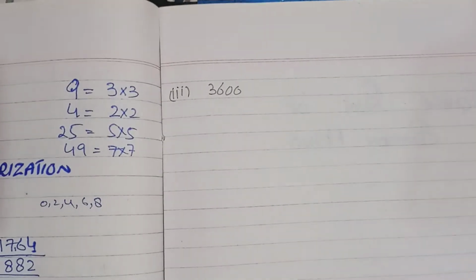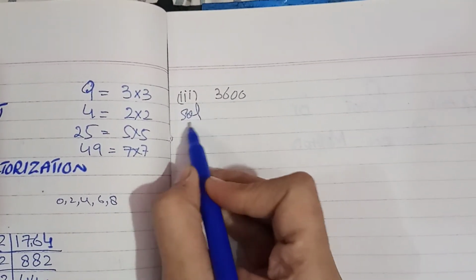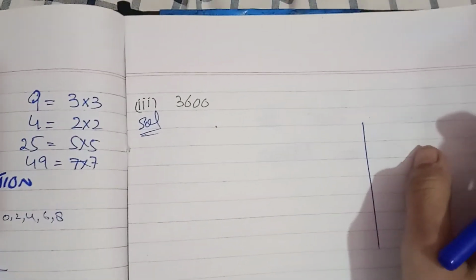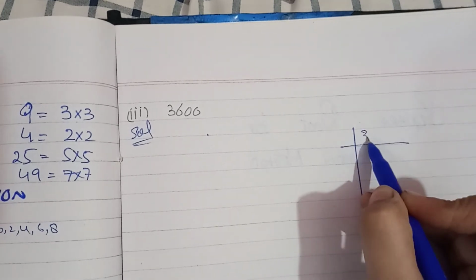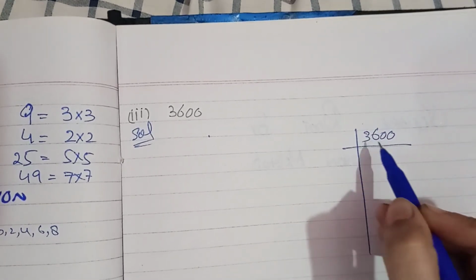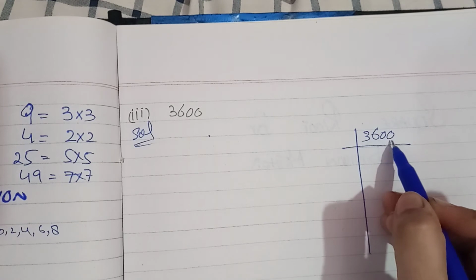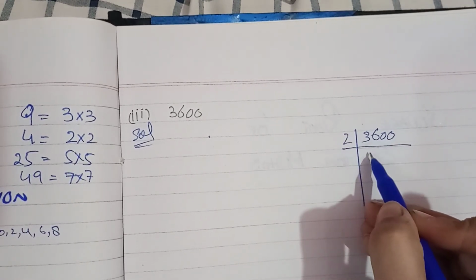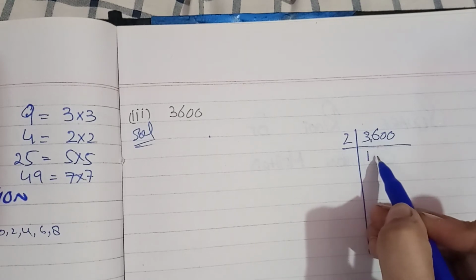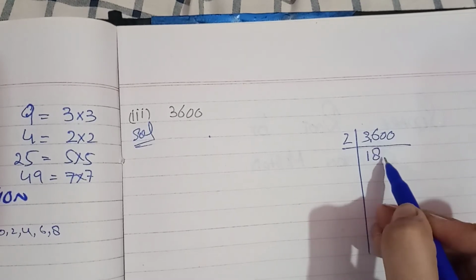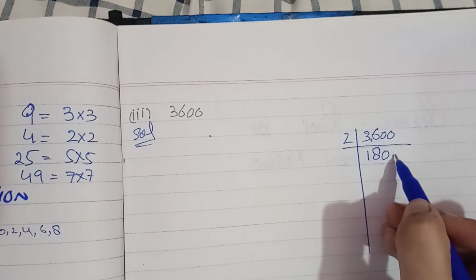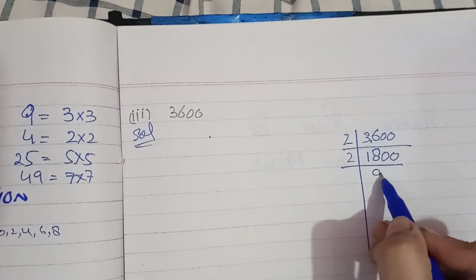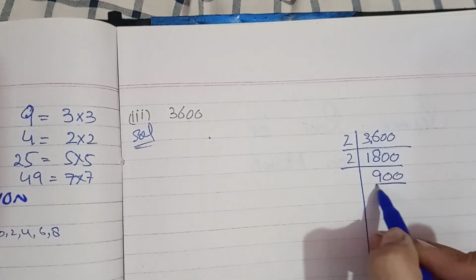Third number is 3600, okay? First of all, take out the prime factors of 3600, okay? Unit place digit is 0. It means that it can be divided by 2. 2, 1 time is 2, 1 is remaining, 6, 1 and 6 become 16, 2, 8 times is 16, 0 comes down directly, okay? Now, 2, 9 times is 18, 0 and 0 as it is.